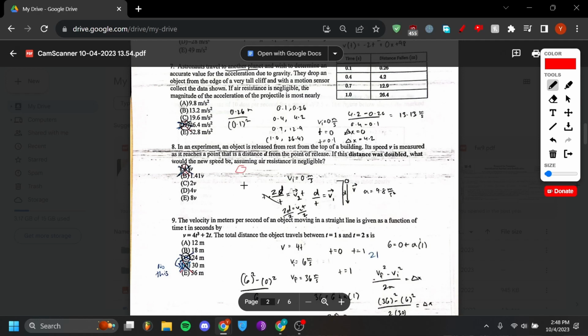For example, you drop something from the Empire State Building and it hits the ground. The change in velocity there is going to be way different than if you just drop something off your desk. So that's the wrong way to think about it, and that's why A is wrong.